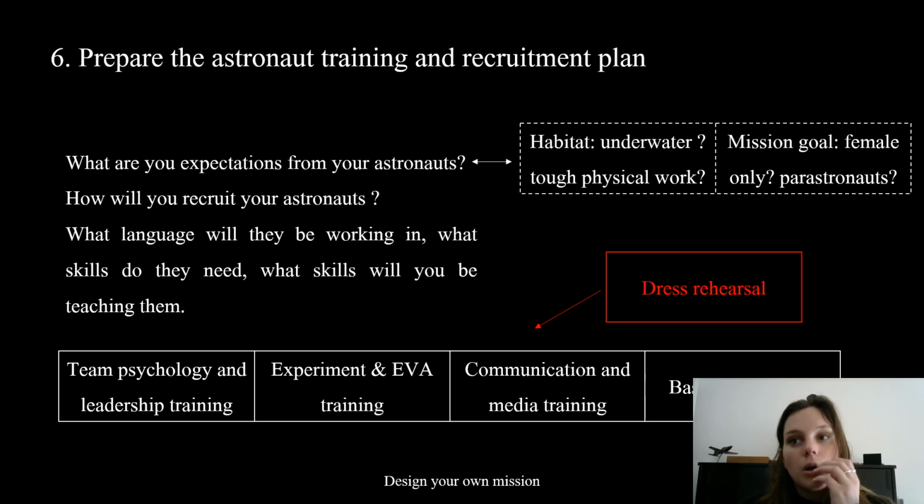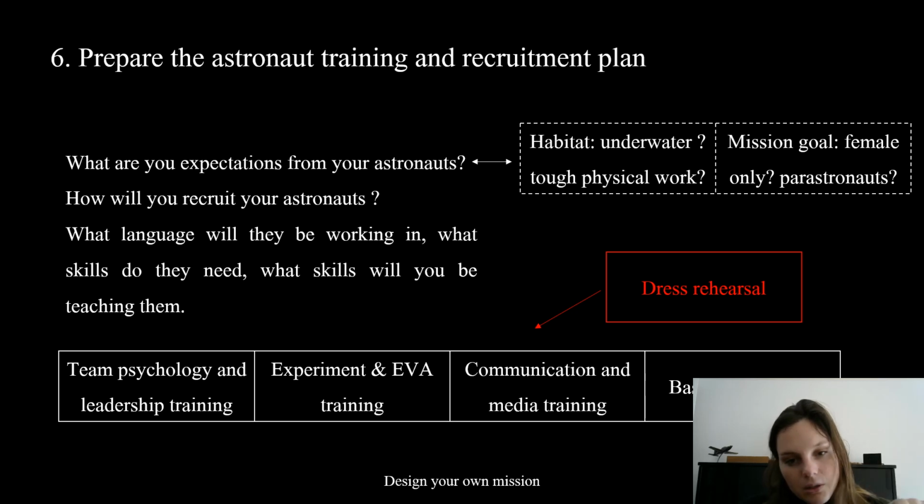And once you've thought of those recruitment criteria, it's because you already have your mission in mind. You already know where the habitat is going to be, what kind of habitat it's going to be, what the mission goal is, and what kind of experiments. Because you have an idea of this, you can already think, okay, we know what we're going to recruit, and we also know where we might need to train them.